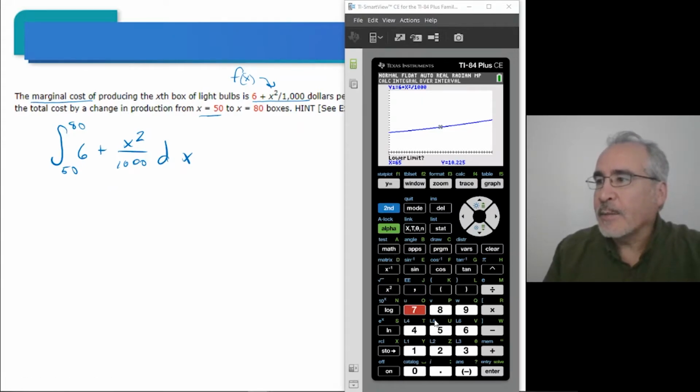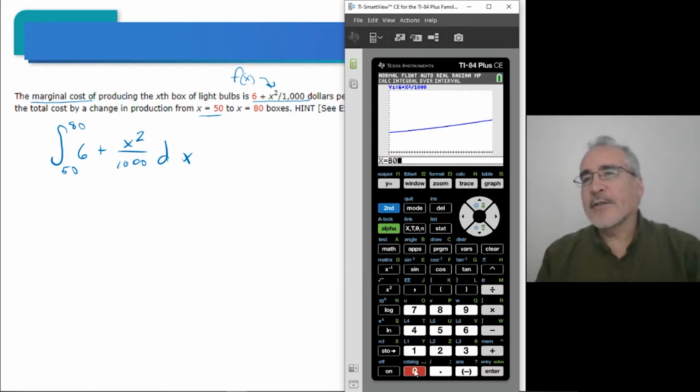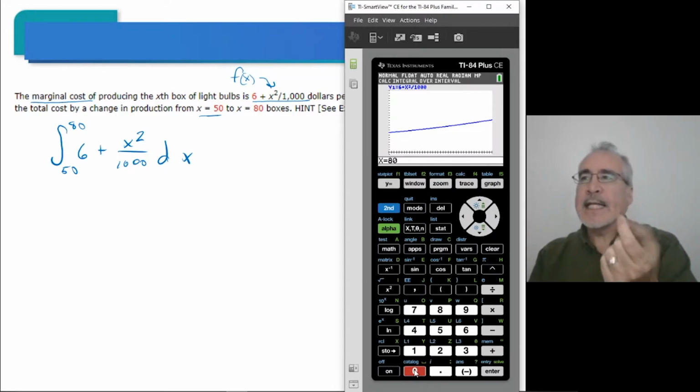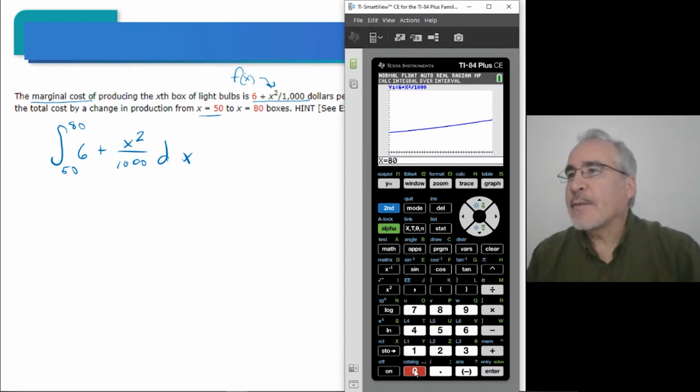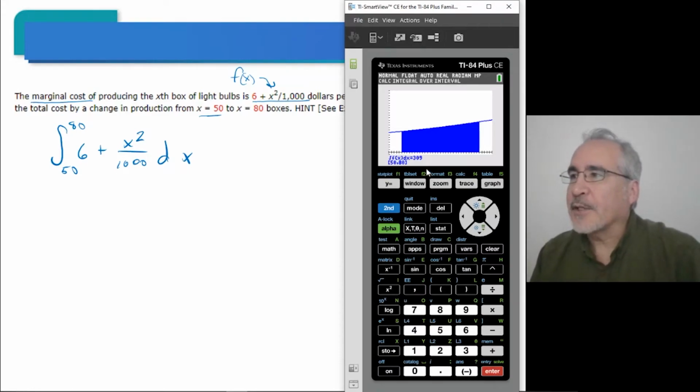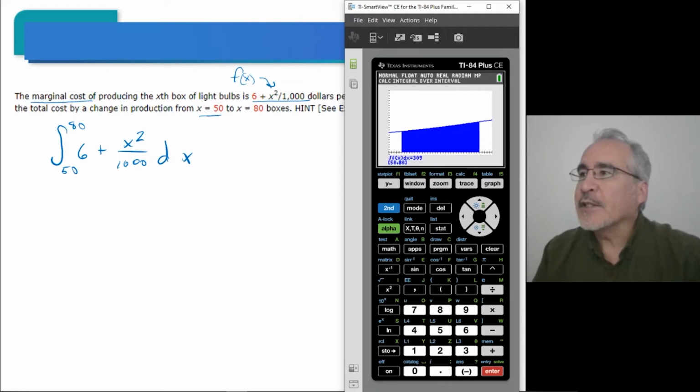So the lower limit we put in as 50. The upper limit we put in as 80. Again, since that's a marginal cost function, it is going to give us the additional cost to go from 50 to 80. It doesn't tell us how many 50 would cost, but we could get that if we needed to. We could go from 0 to 50, and that would give us a cost of producing 50. But what we have is that it costs an additional 309.